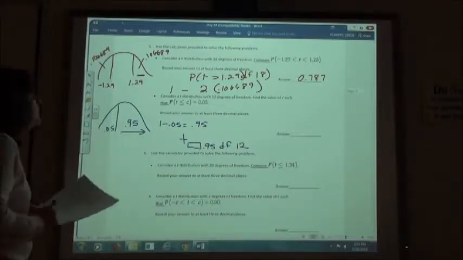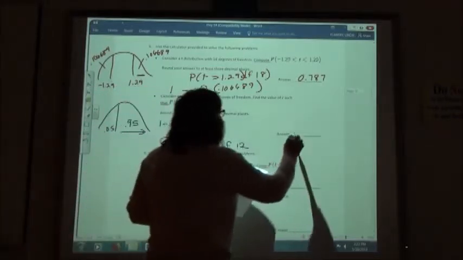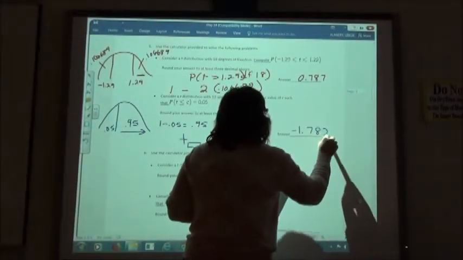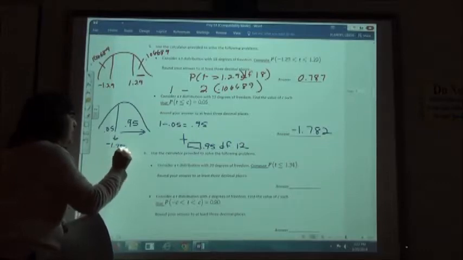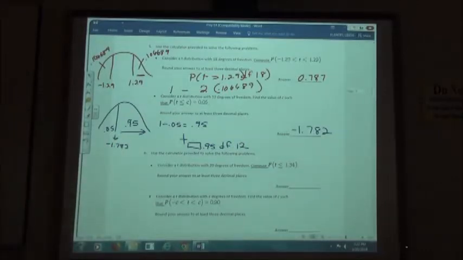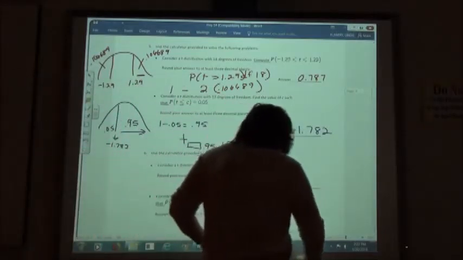Is it a negative? Yep. Negative 1.78. Exactly. So this critical value here would be negative 1.782. All right.